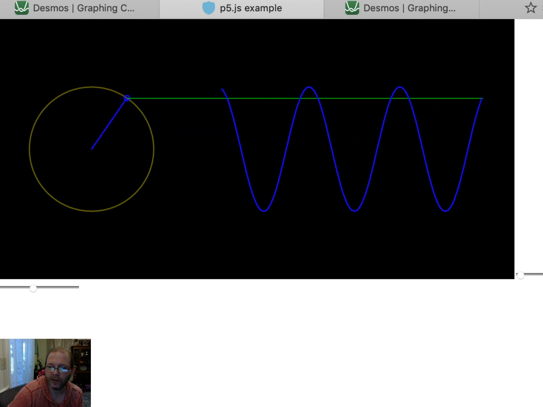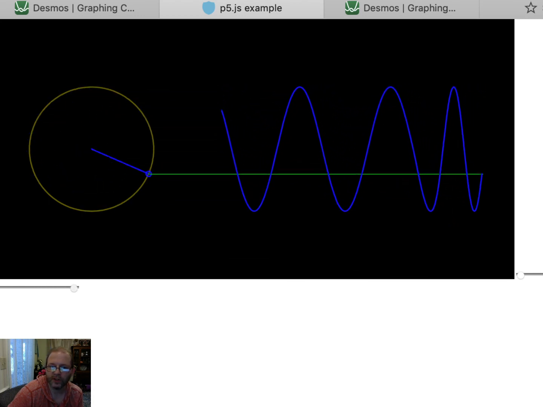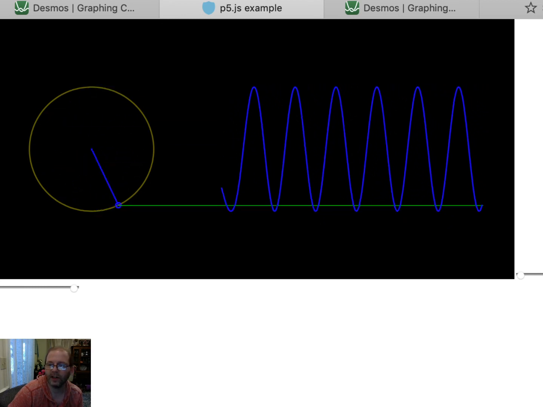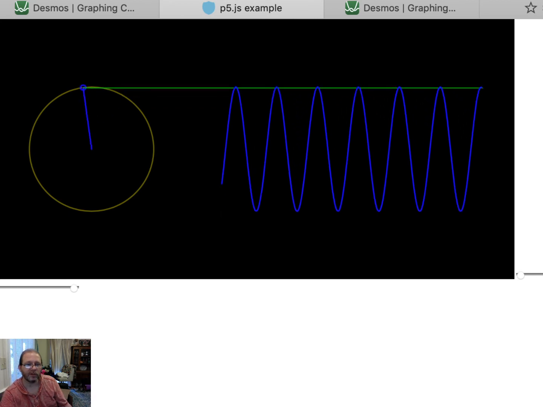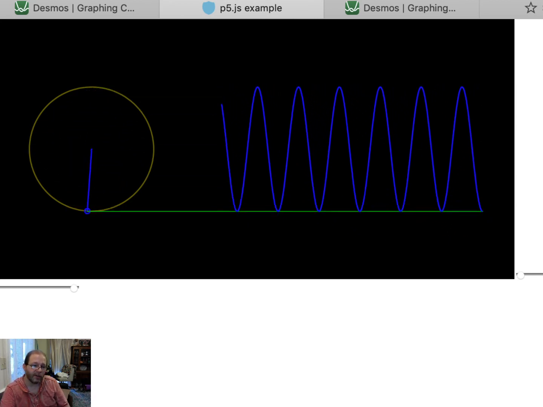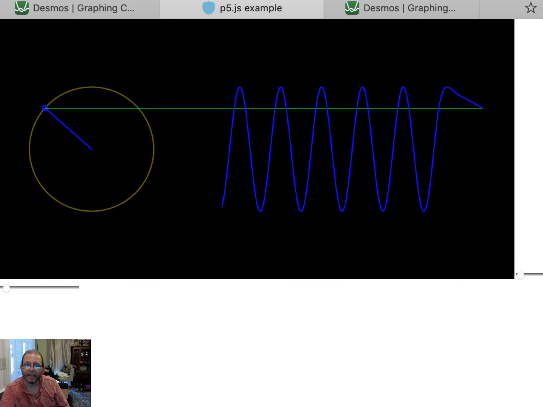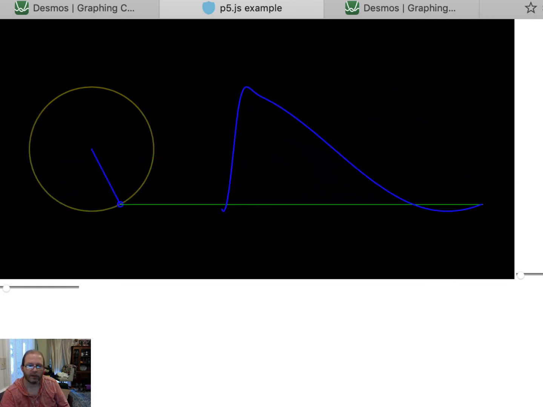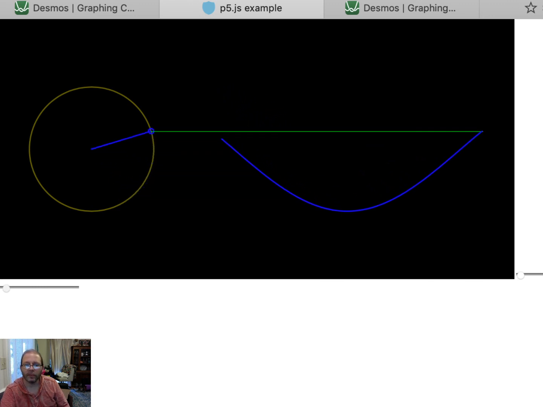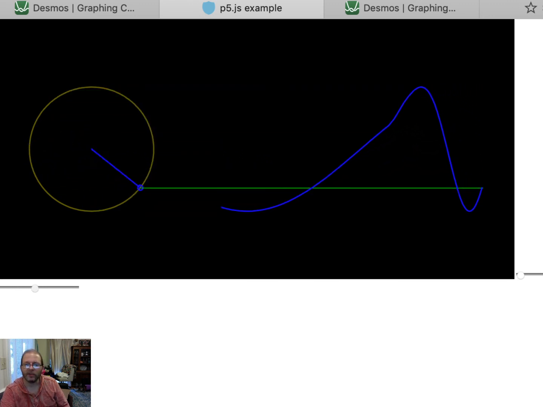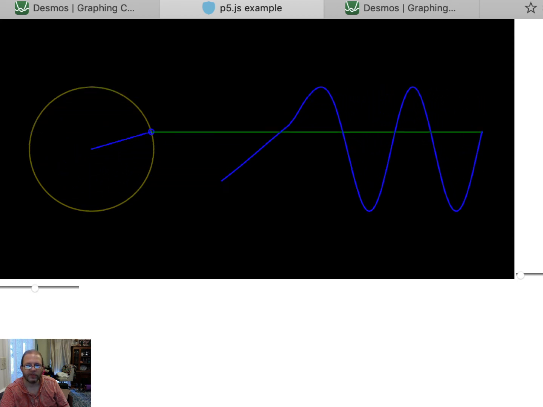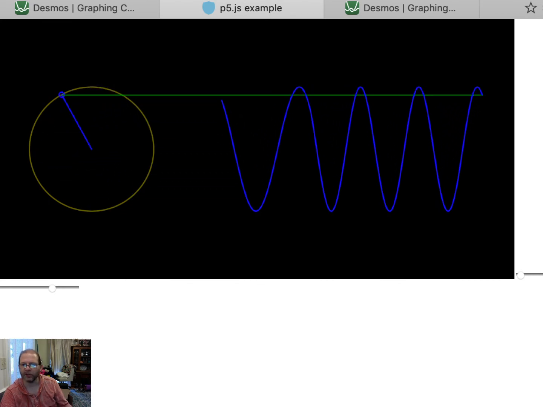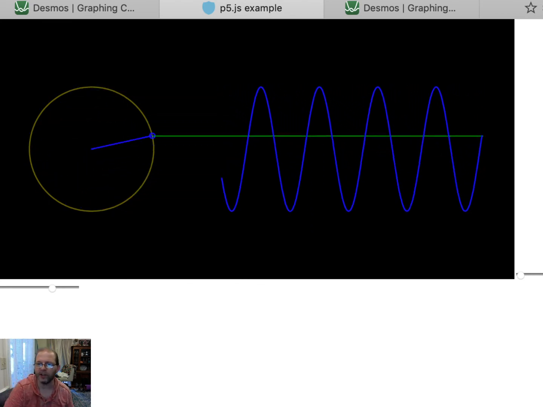I've got two sliders here. One of them is for adjusting the speed. So if I speed it up, I get a tighter wave. I guess the technical way to say that would be it gets a higher frequency or a shorter wavelength. If I slow it down, that makes the wavelength longer, or the frequency lower. So anyway, I wanted to do that just so that we can see a nice animation and see where the unit circle and the sine wave are related to each other.